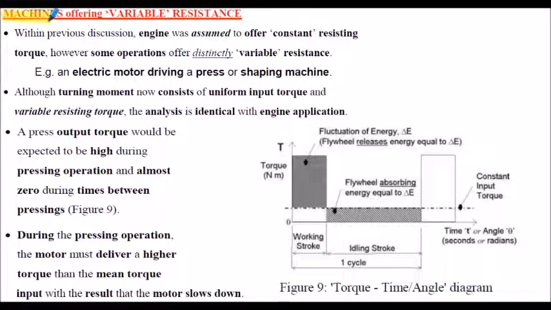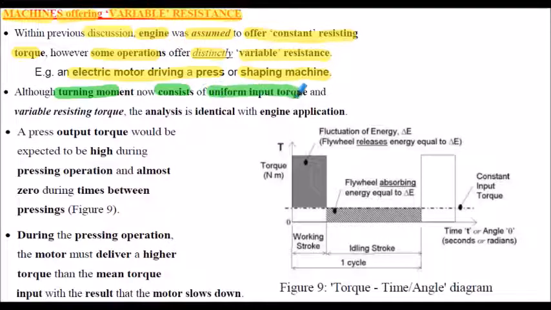Let's now consider machines that offer variable resistance. So within the previous discussion, the engine was assumed to offer a constant resisting torque. However, some applications offer distinctly variable resistance. For example, an electric motor driving a press or a shaping machine. Although the turning moment now consists of a uniform input torque and variable resisting torque, the analysis is identical with the engine application. A press output torque would be expected to be high during the pressing operation, almost zero during times between the pressing operations.